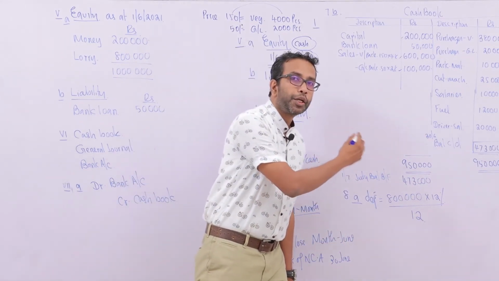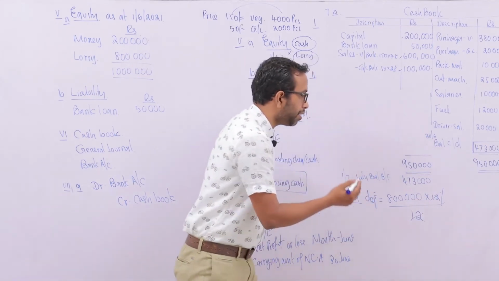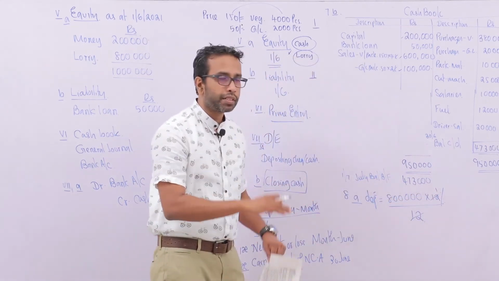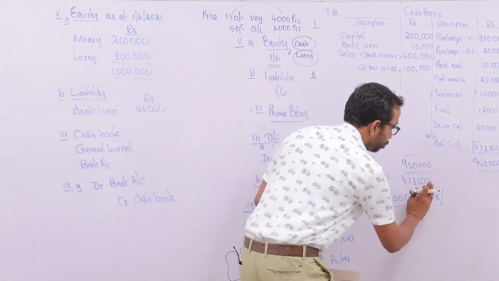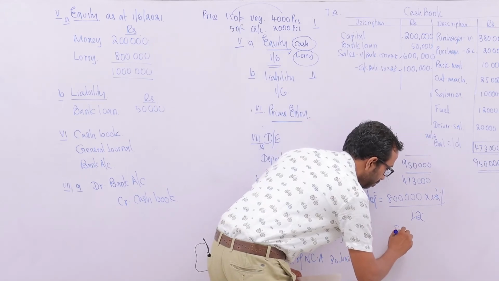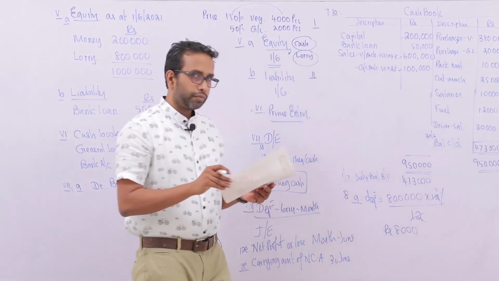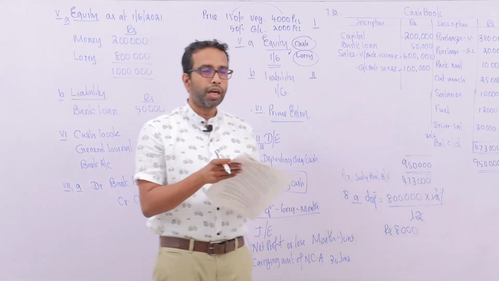800,000 multiplied by 12% divided by 12. That means 800% multiplied by 1%. Multiplied by 1% means what? You remove the last 2 digits. Answer is 8,000. Clear? You remove the last 2 digits.